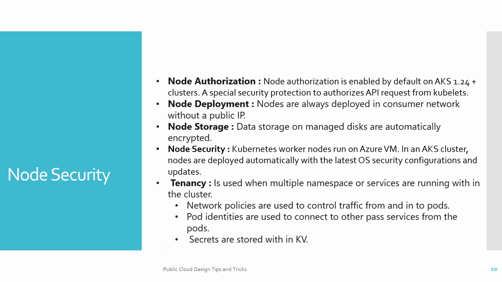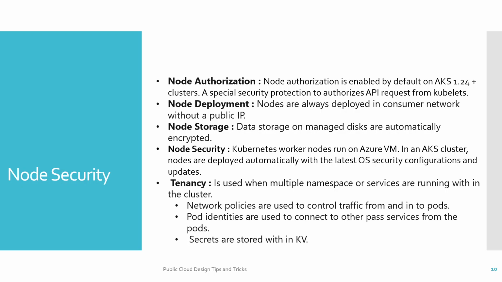Coming to node security, there are different ways you can secure the node operations within the consumer managed clusters. Consumer managed area, basically. So I have depicted a few of them. Node authorization is a technique enabled by default from AKS 1.24 onwards. It's a special security protection to authorize API requests from kubelet. Within the node area, kubelet is the agent that orchestrates the request calls. So the requests coming from kubelets are protected in this node authorization technique.